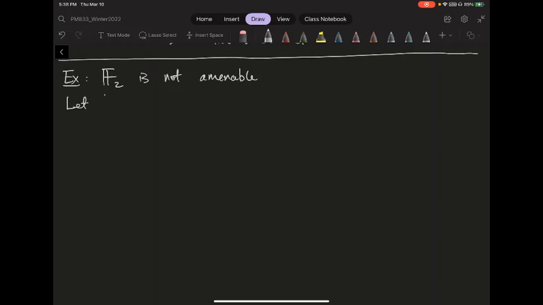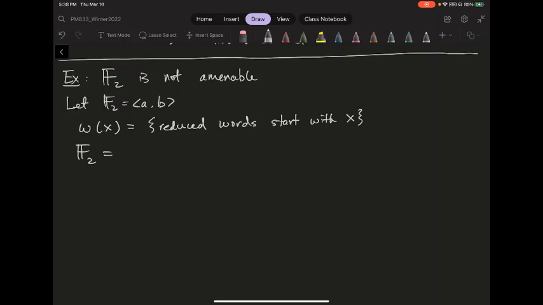So let's suppose I let this free group be generated by two free generators A and B. For every word, say W of X, let it be all the reduced words that start with X. So for example, the W of A will be all the reduced words where the first letter is A, and basically you cannot cancel out this A in any way. All right, so you can now divide your F2, the free group, using these reduced words. Well, it's either going to be the empty word, or it has to start with one of A or A inverse or B or B inverse. Okay, so we divide this F2 in these several ways.